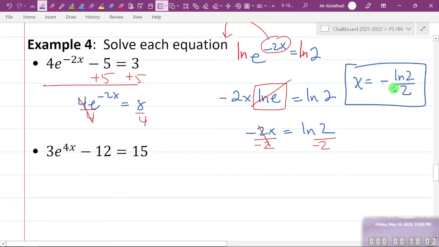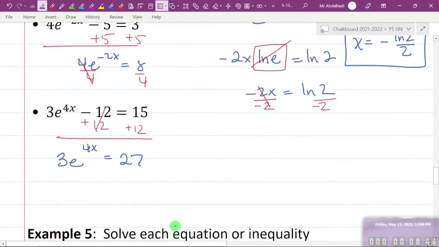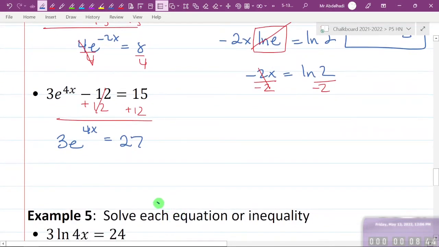Now, if you want to get a decimal approximation for that, put it in your calculator. But we can keep it as this for an exact answer. Okay, for this next question, we'll get the e by itself. So we'll start by adding 12 to both sides. So you got 3e to the 4x equals 27. All right, next step to get the e by itself, I think I'll just divide both sides by 3, right? That'll do that. And now I'm at e to the 4x equals 9.